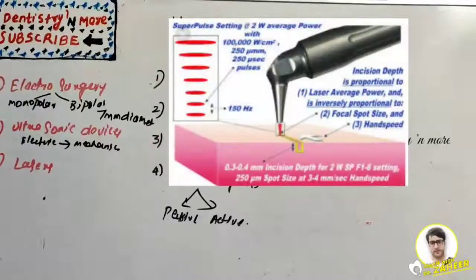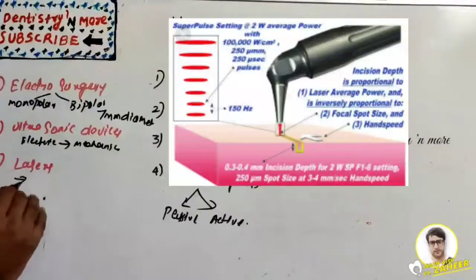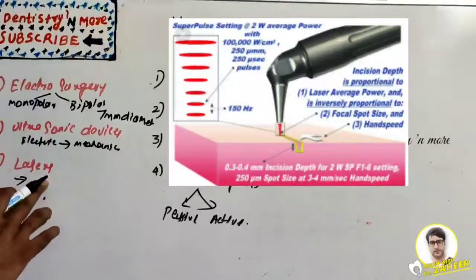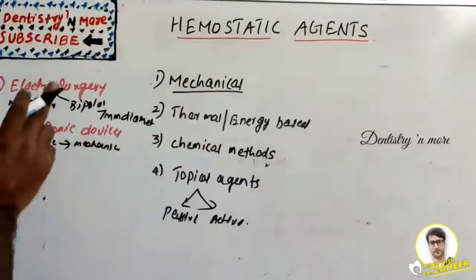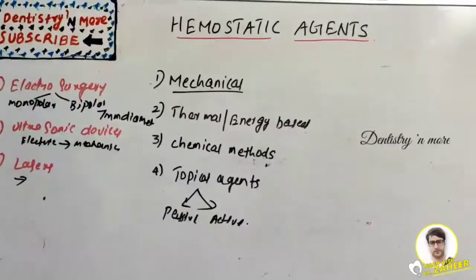Laser energy is delivered to the target sites, and it can be reflected, scattered, transmitted or absorbed. So this is a very new technique used for hemostasis. This all comes under thermal or energy based methods: electrosurgery, ultrasonic devices and lasers. Now let's move on to the chemical methods.